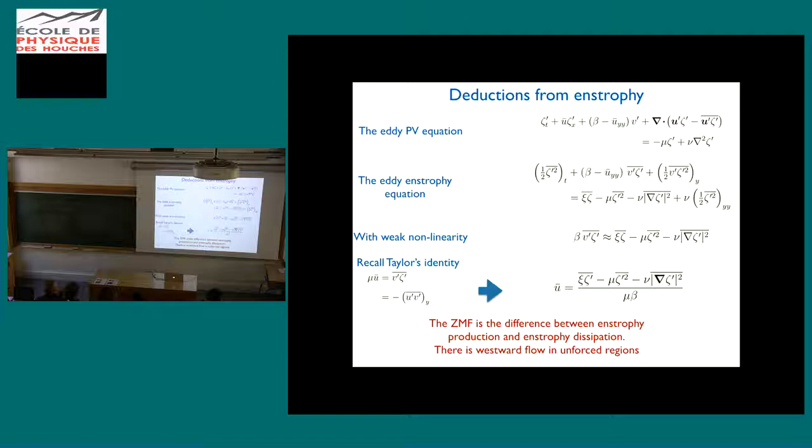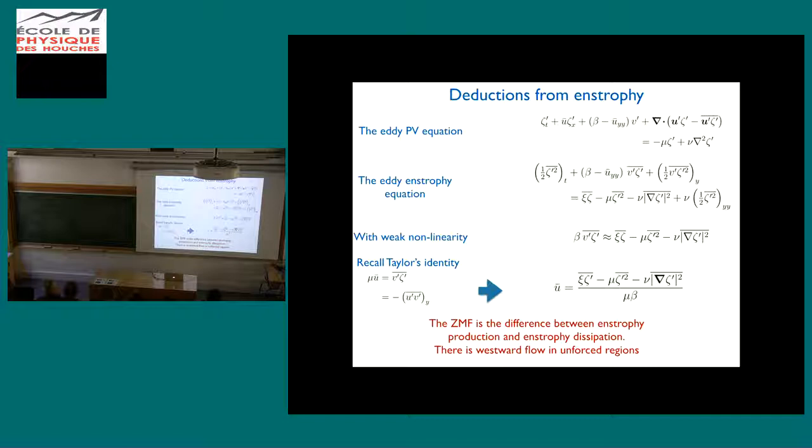So you're right, if you follow individual contours of PV, and what do you mean by down the PV gradient? Are you including beta or not? Then even this is not necessarily down gradient, because the PV gradient would be grad zeta plus beta y hat. So it's beta, you know, it's not clear.